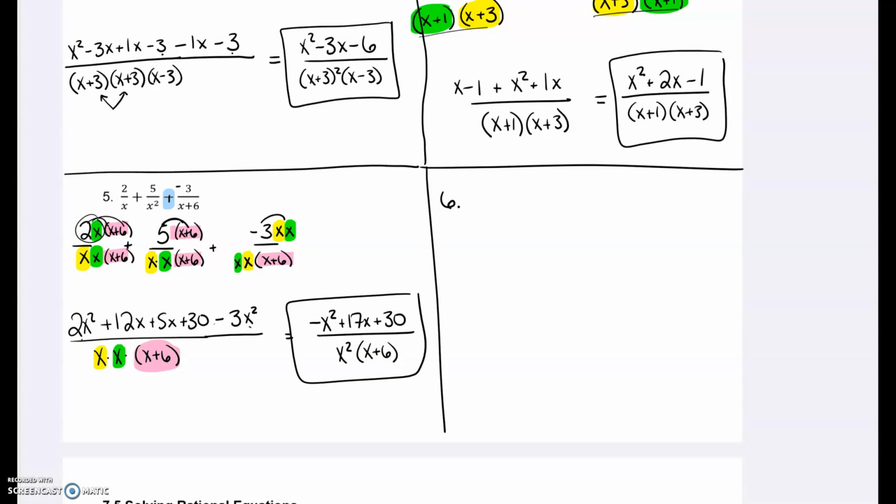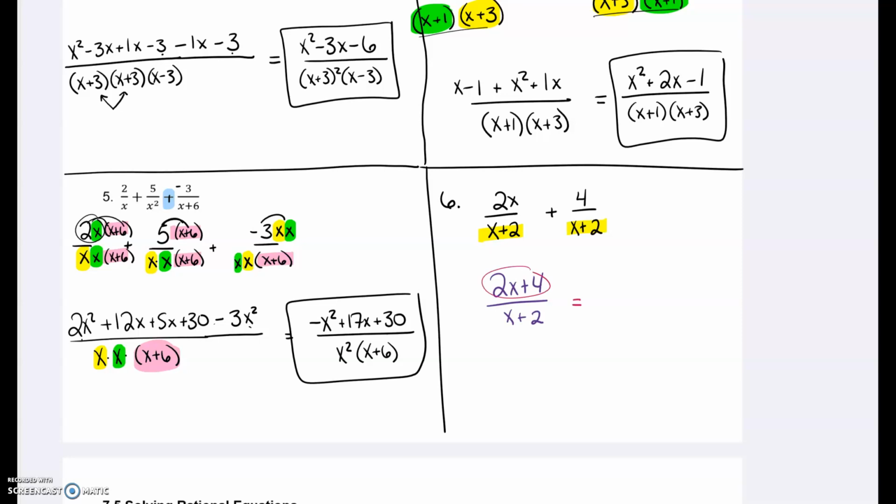Okay, for an additional problem, for number 6, I want to roll this back to the easier problems. 2x over x plus 2 plus 4 over x plus 2. Notice x plus 2 and x plus 2 are the same, so we can combine the top. We've got 2x plus 4 over x plus 2. Do you see anything interesting about the top of this fraction?